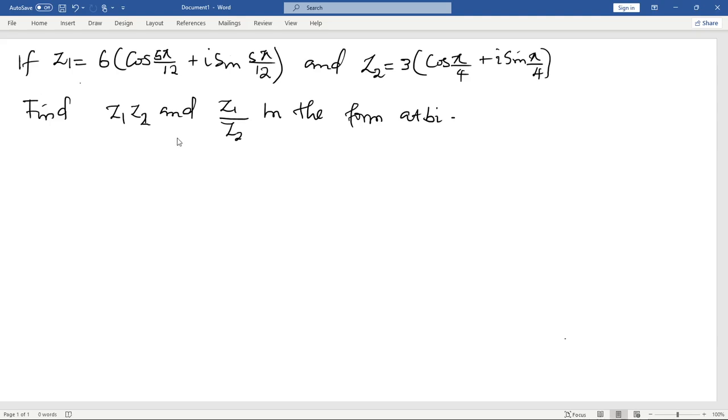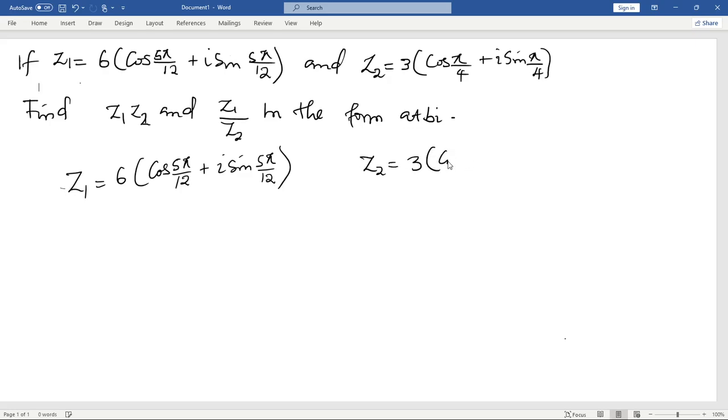Now, the complex numbers that have been given in this question are expressed in polar form, and we're told that we need to express our final answer in rectangular form. So we know that z1 is 6(cos 5π/12 + i sin 5π/12), and for z2 we have 3(cos π/4 + i sin π/4).